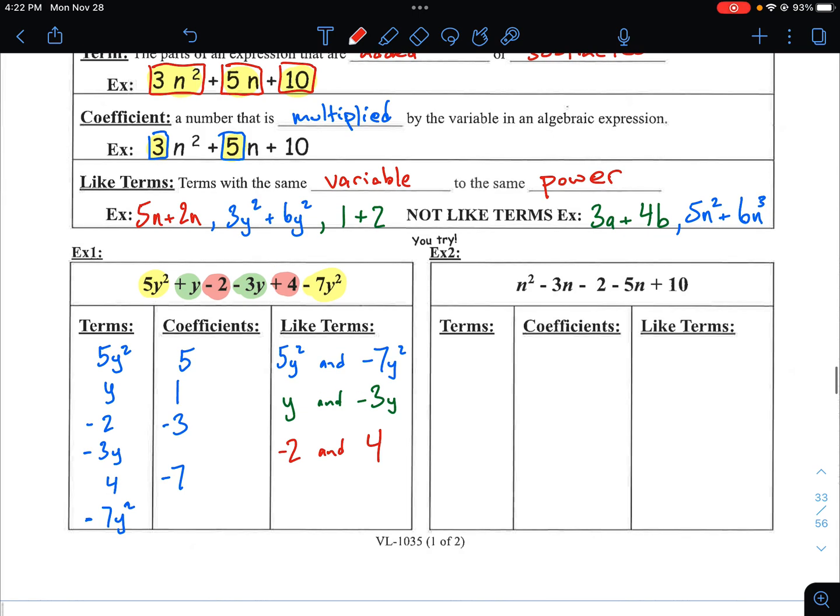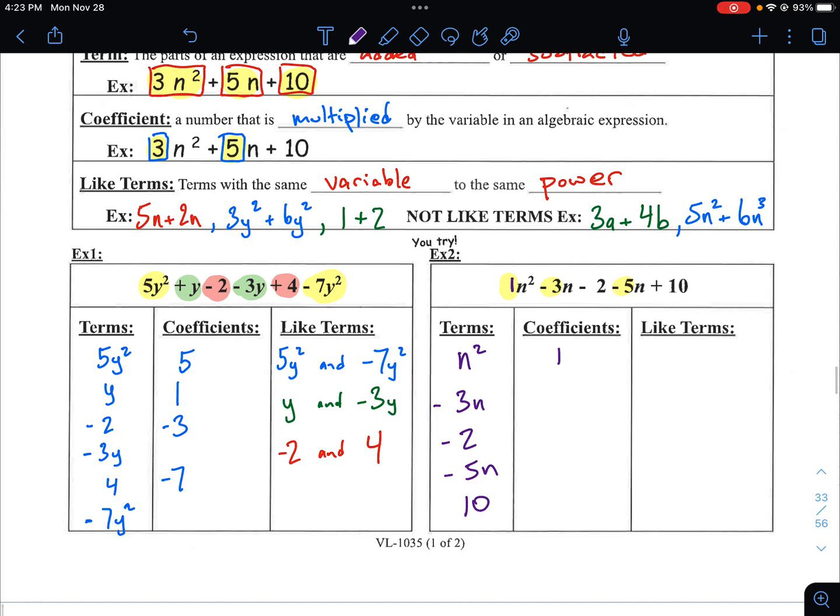You can try this one, the next set, on your own. My terms are, let's start with, let's do purple. We've got n to the second power. We've got 3n, or technically it's a negative 3n. We've also got 2, or a negative 2. We've also technically got negative 5n, and also 10. Those are my terms. What are my coefficients? Well, I do have a secret hidden 1 over there. It's also this, in front of the n is 3 or negative 3, and also this negative 5. So my coefficients are 1, negative 3, and also negative 5.